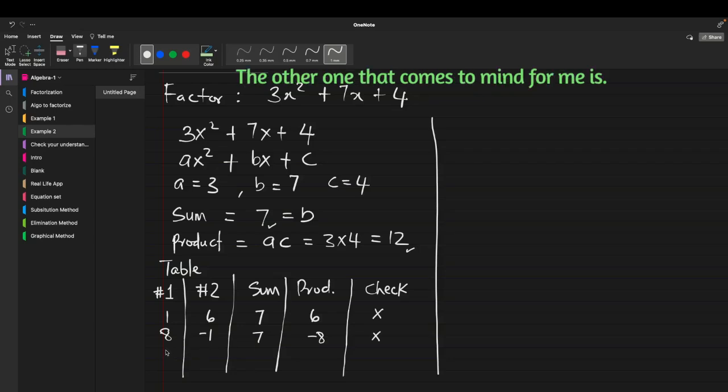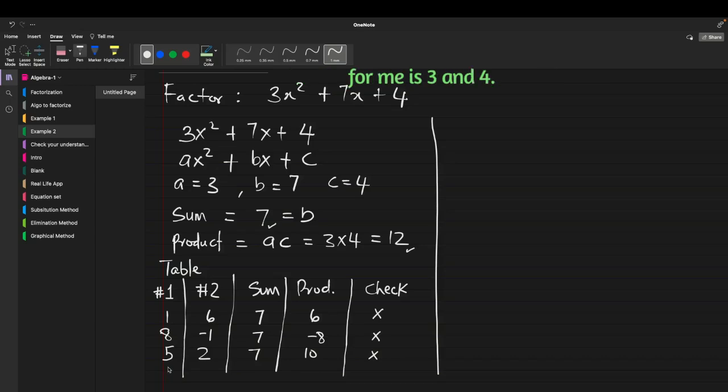The other one that comes to mind is 5 and 2. The sum is definitely 7, but the product is 10, so it doesn't pass the test. Another one that comes to mind is 3 and 4. Of course, the sum is 7 again, but the product this time is 12, so that test is passed.